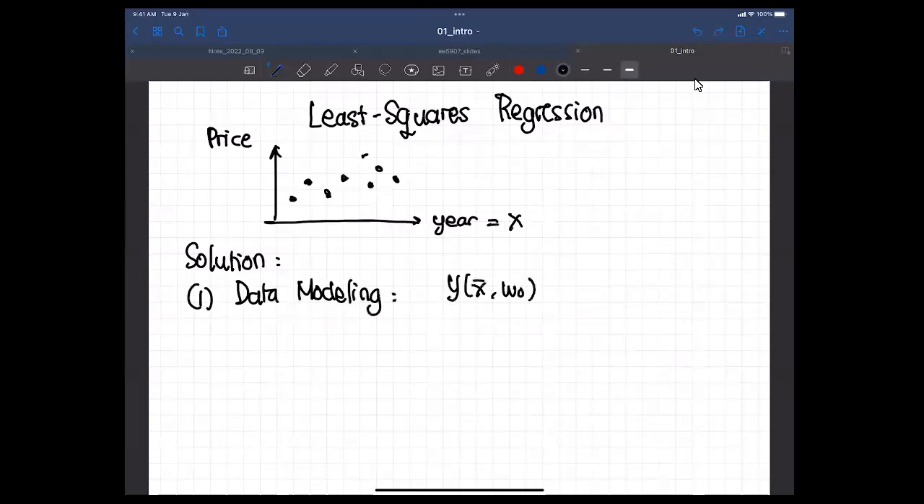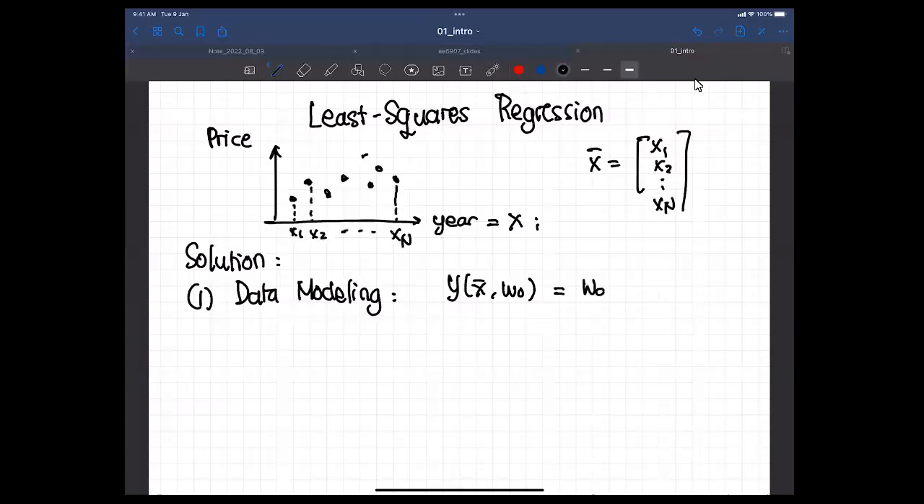I put x bar as our vector. So x bar means that you have x1, x2 until xn, where n is the number of your data. This one is x1, this one x2, and so on until xn. Okay, so that is your data. And y is your model, the data model. Let's make it very simple. Let's put just one constant value w0.